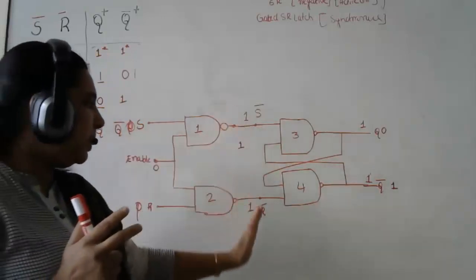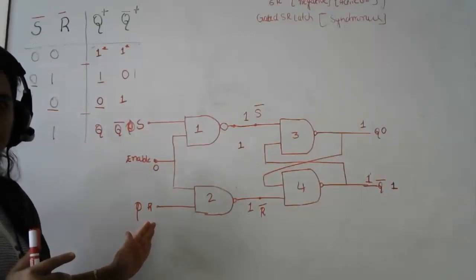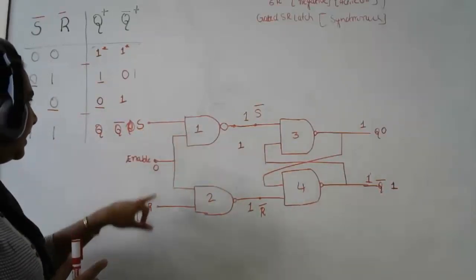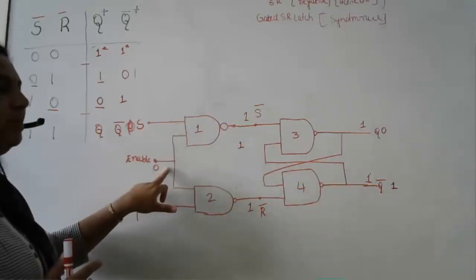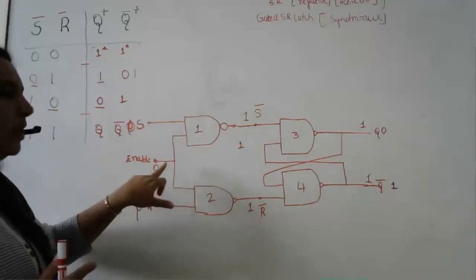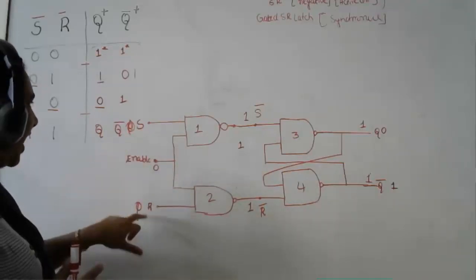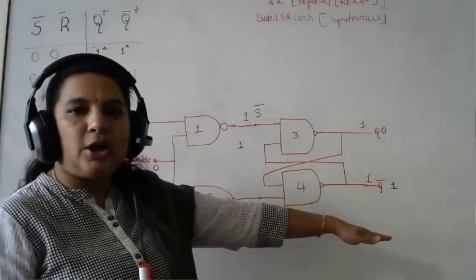I have my S bar R bar latch. To that S bar R bar latch, I have added one more stage in which I have two more NAND gates. One terminal of the NAND gates is applied to my S and R input, and another terminal of the NAND gate has been connected to the enable. Now, if my enable bit is 0, then whatever input I apply at S and R is not having any effect on my output.